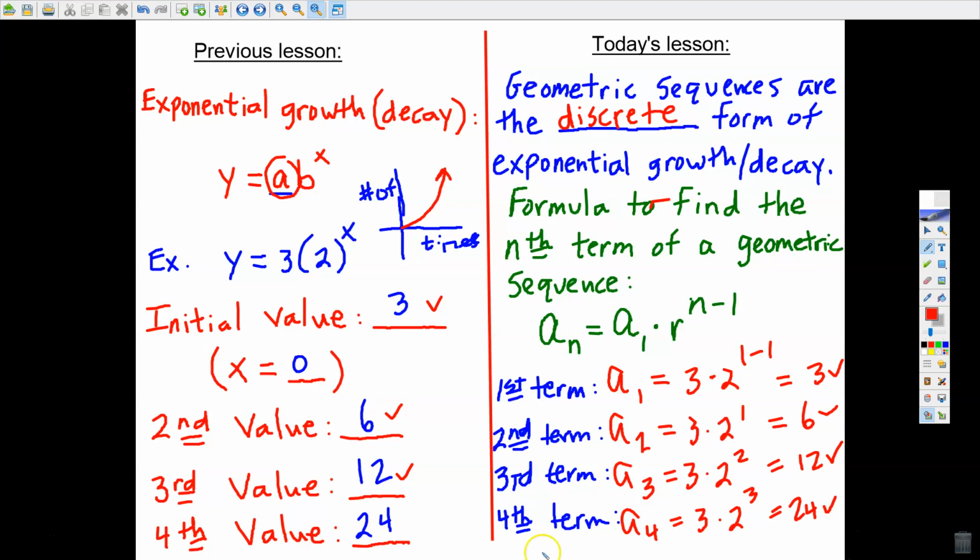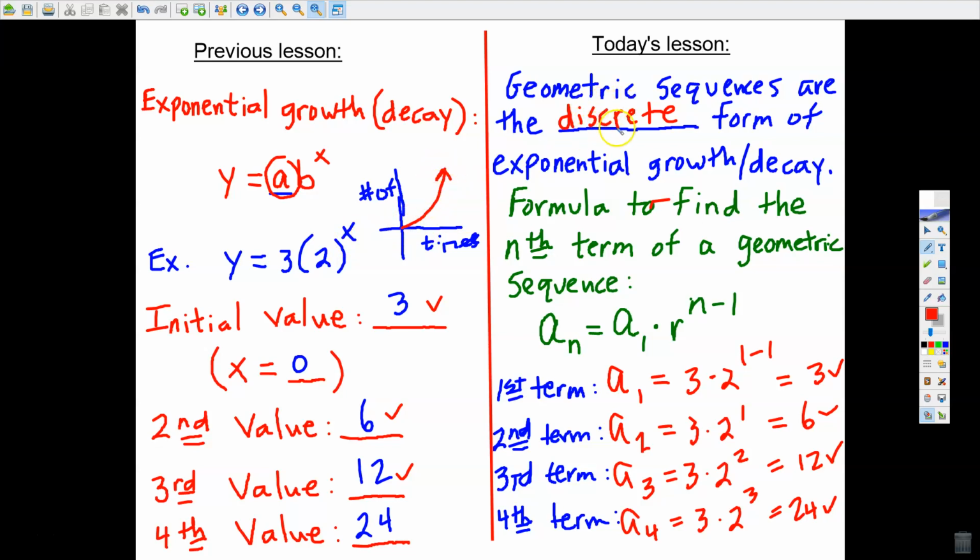So I just wanted you to make that connection. Really, what we're doing today is a discrete function form of what we've done previously. Over here, the input for x can technically be anything because the graph is going to be continuous.